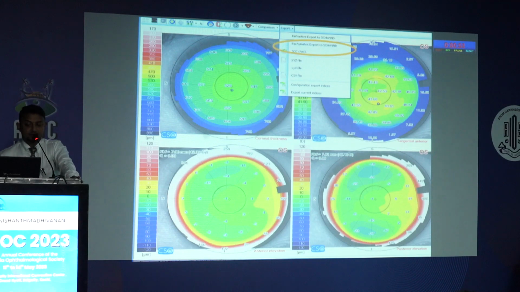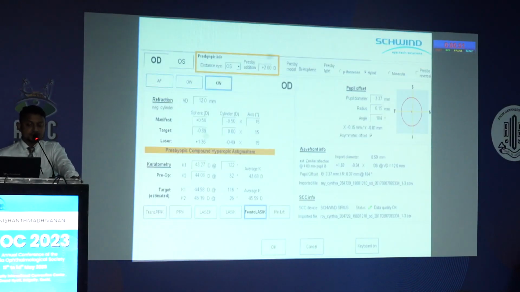So this is how the mechanism works. There is a static cyclotorsion. You can see that this distance eye is the dominant eye. For the right eye, we do a presbyopic add of +2, and here we are going to do the hybrid correction. In the hybrid correction, you can see that the patient is accepting +0.5 with a -0.5 cylinder, but the target, as I said, goes to -0.89. So the laser which is going to ablate for the right eye, with the left eye being dominant, is around +1.36, so that we get a target of -0.89.